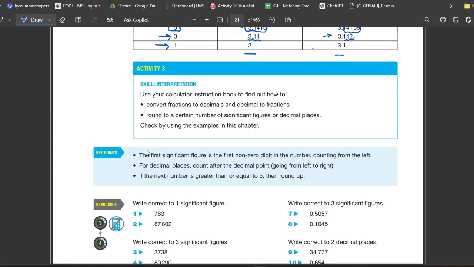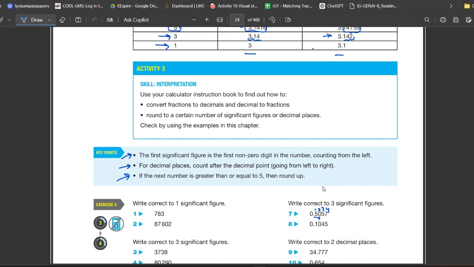These are the key points you have to remember. The first significant figure is the first non-zero digit in the number, counting from the left. And this is the second one. For decimal places, we count starting after the decimal point. So this is the first decimal place, second, third, fourth, like that. And the final one, rounding: if the next number is greater than or equal to 5, then round up.